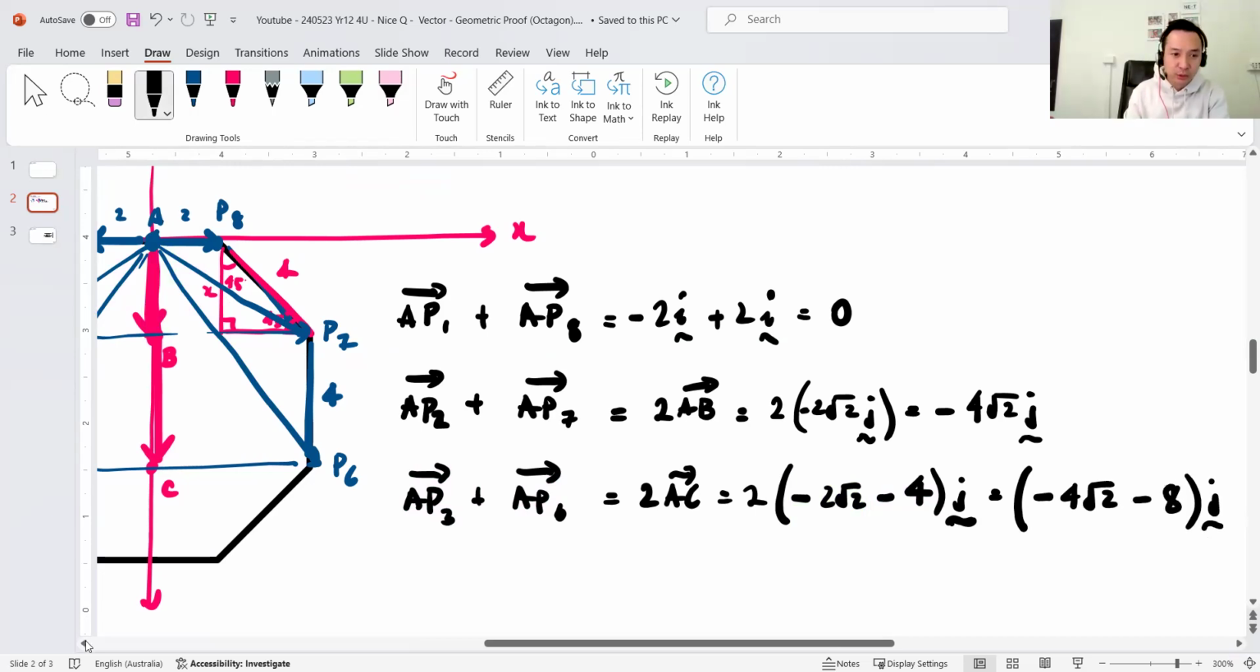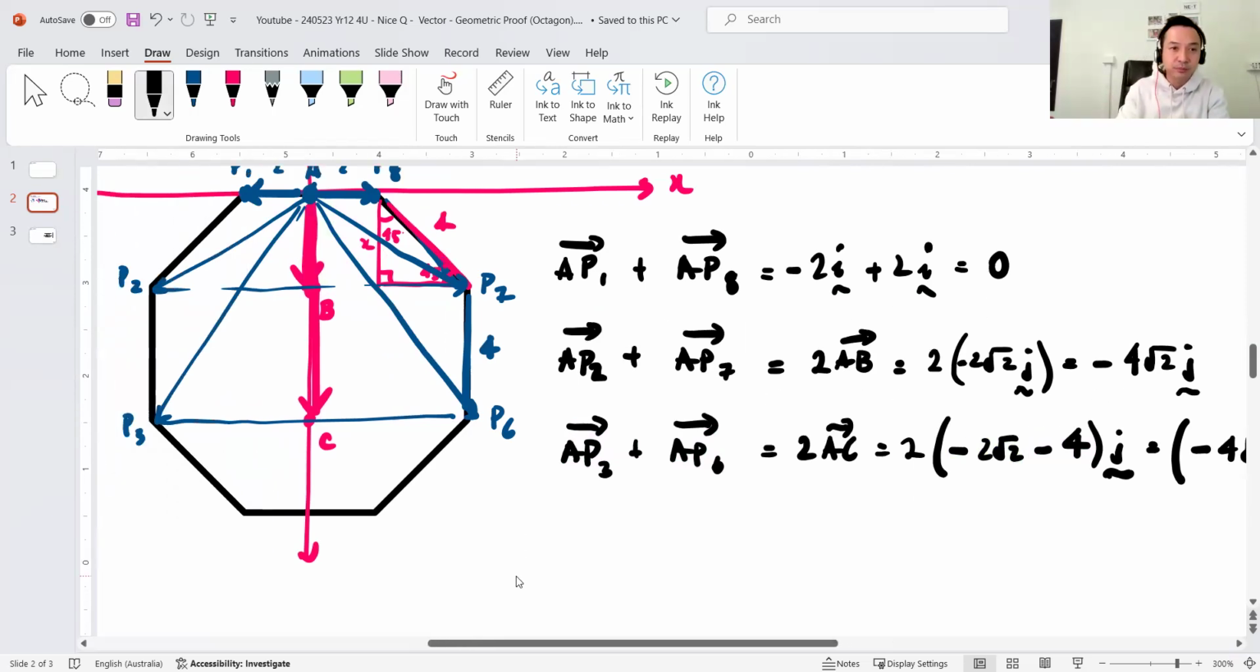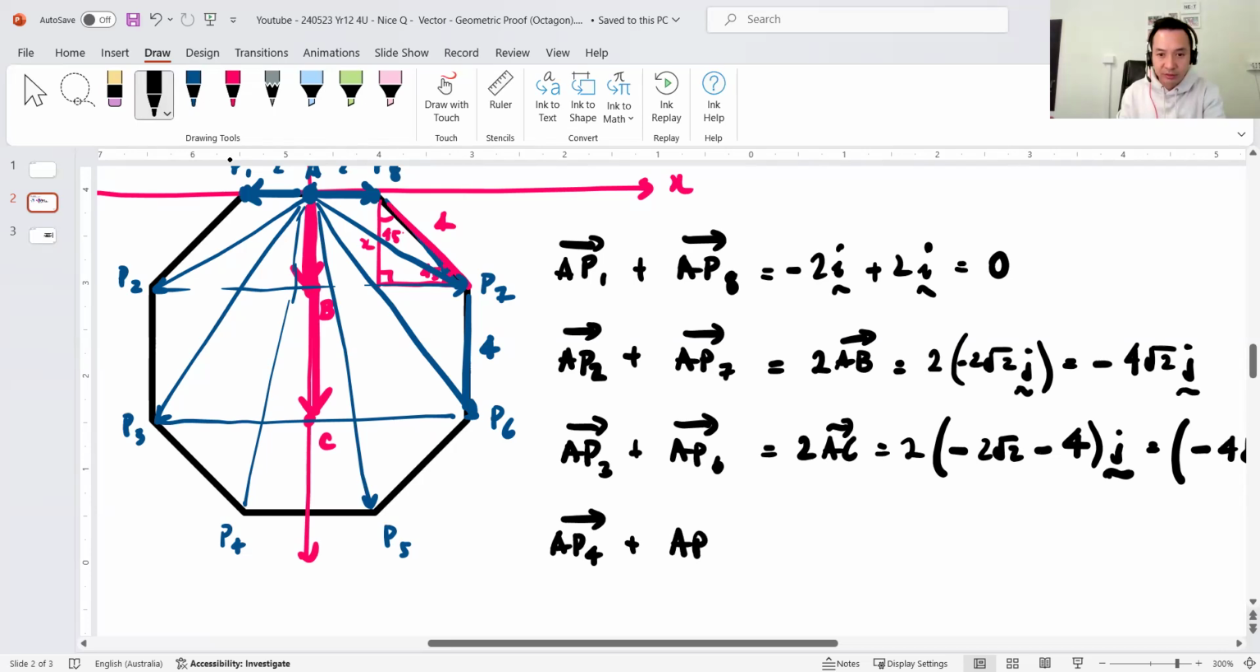Okay, and I have one more pair to do, right? One more pair to do before I add them all up and then find the magnitude, right? So the last pair for this guy there, that's P4. This guy here, that's P5, right? So then I go AP4 plus AP5 equals, now let's call this D, right? So I need to find the vector that goes all the way down to D, right? And I'll 2 times it because the x value cancels out, and so 2 times the y values.